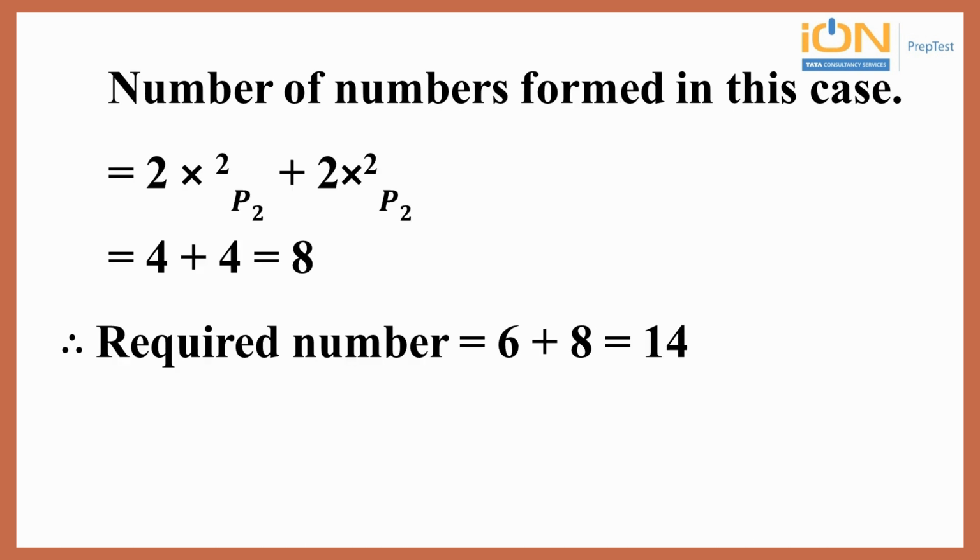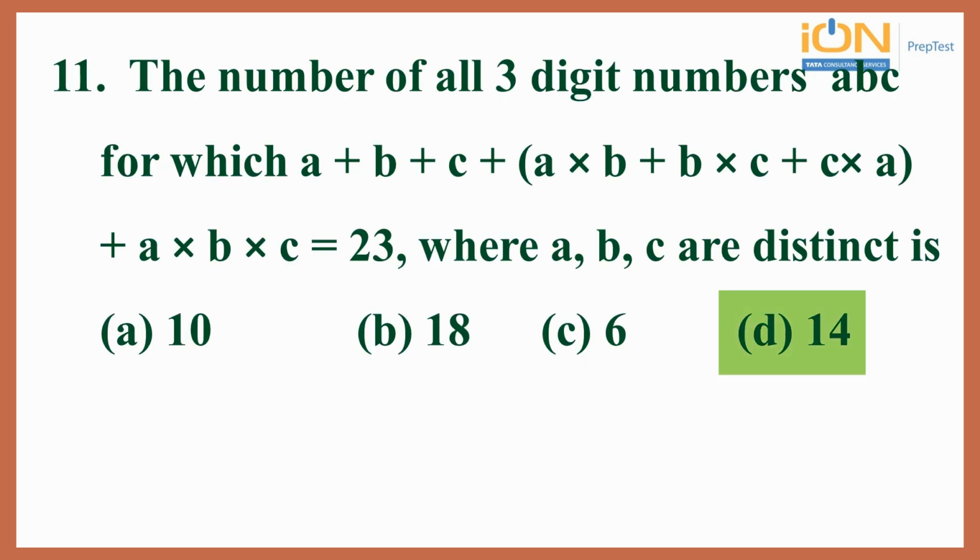So the number of such numbers with 0 allowed is 2 into 2P2, because the first digit cannot be filled by 0. So the first digit can be filled in two ways, and the second and third digits can be filled with the remaining two digits, that is 2 factorial ways. So that is 4 for the 027 combination, and for the other combination 035 we have another 4. So 4 plus 4 totally 8, and hence putting together case 1 and case 2, we have 6 plus 8, and that is equal to 14. Therefore the right option is 14.